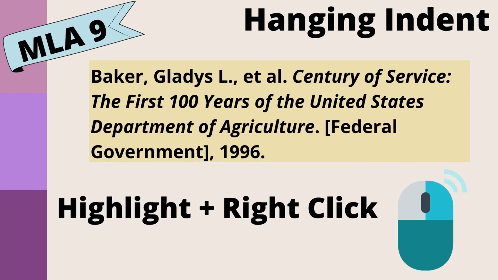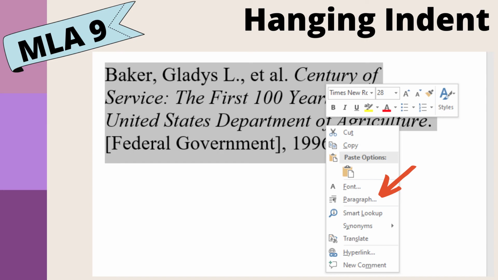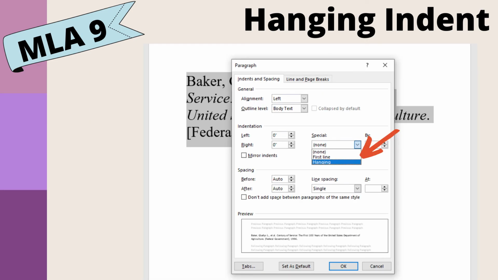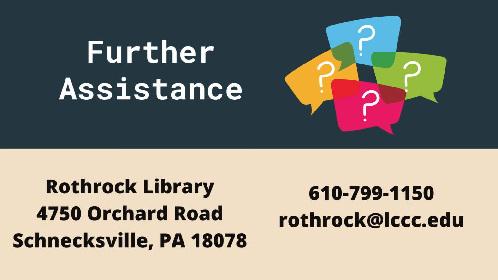To do that, highlight the text and right-click on your mouse. Select Paragraph and then select Hanging from the Indentation Special drop-down menu. Creating citations takes practice. If you need help with your citations, you can call the Rothrock Library at 610-799-1150 and speak with a librarian.